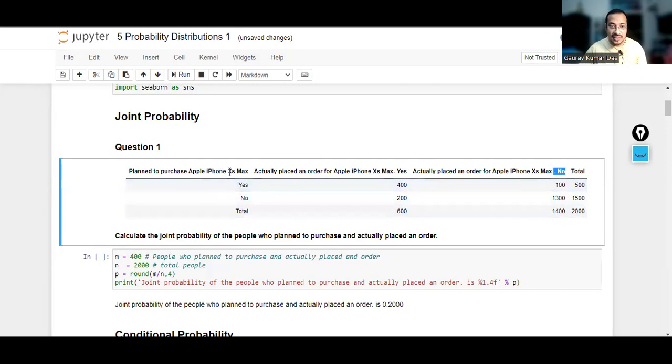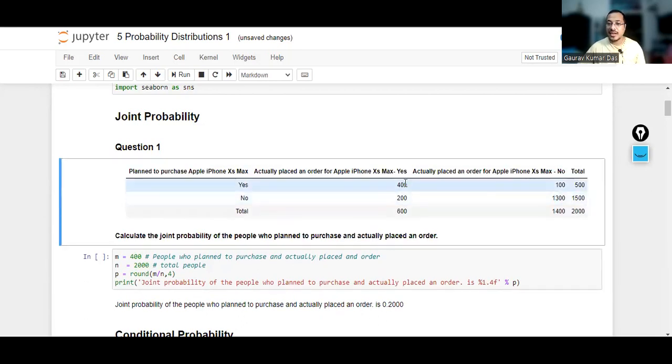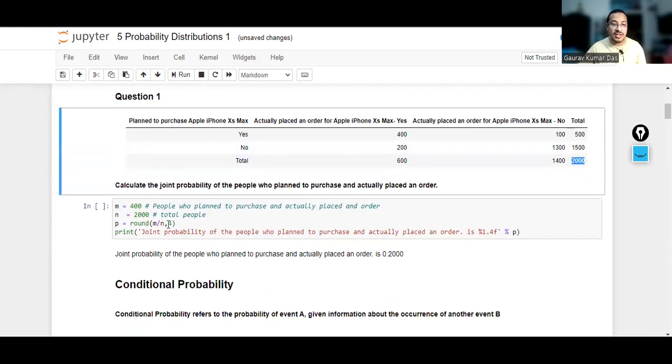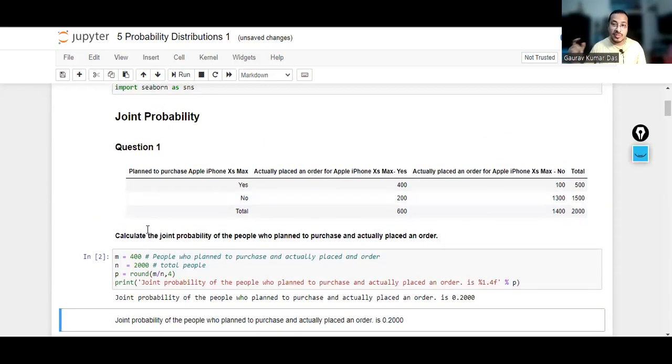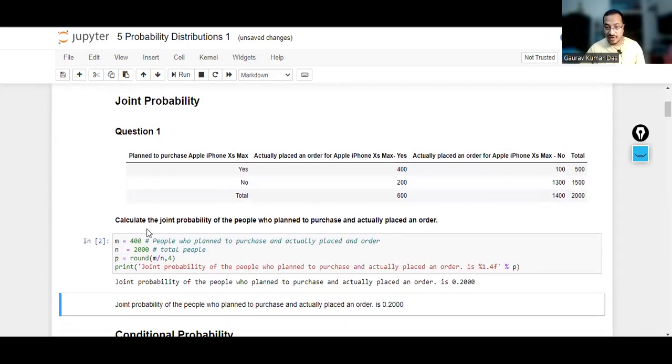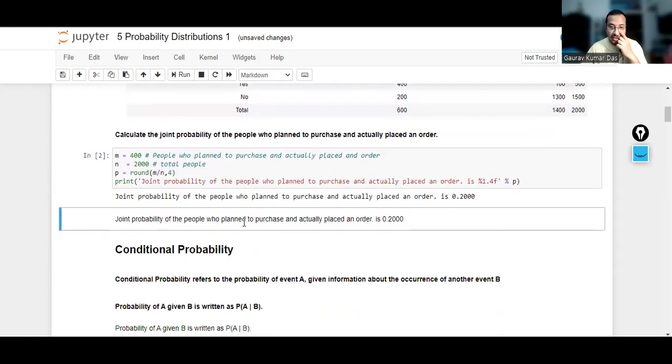So plan to purchase, here you can see it is yes, who have planned to purchase and actually placed an order. So we have to search in this row, and in this row those who have actually placed an order is 400, right? So 400 out of total, how much is it? 2000. So 400 of 2000 will be my probability of people who plan to purchase and actually placed an order for an iPhone, which is 20%. Correct? 0.2, which means 20% probability.